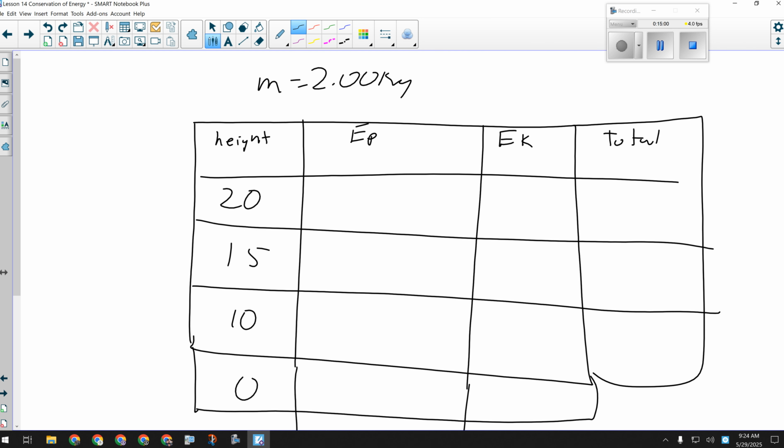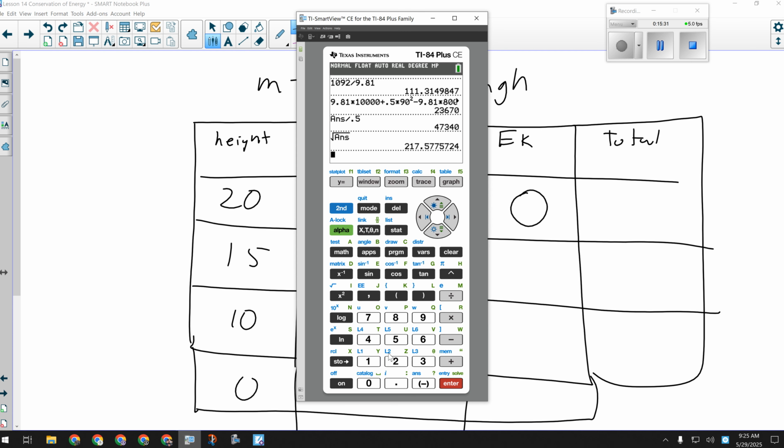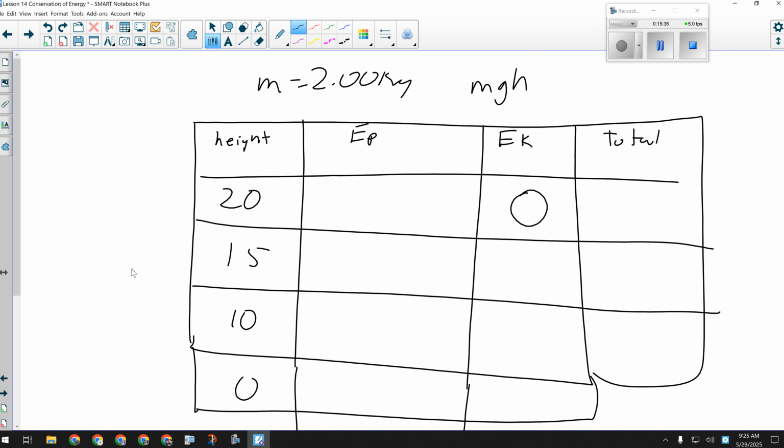When I drop it, how fast is it going? Well, that's how fast it's accelerating. How fast is it actually going? Anytime you drop something, the initial velocity is? Okay, so how much kinetic energy does it have at the initial point of 20 meters? Can I calculate how much potential energy it has? Yes, I just have to go m times g times h. If I go 2 kilograms times 9.81 times 20 meters, I've got 392.4 joules.